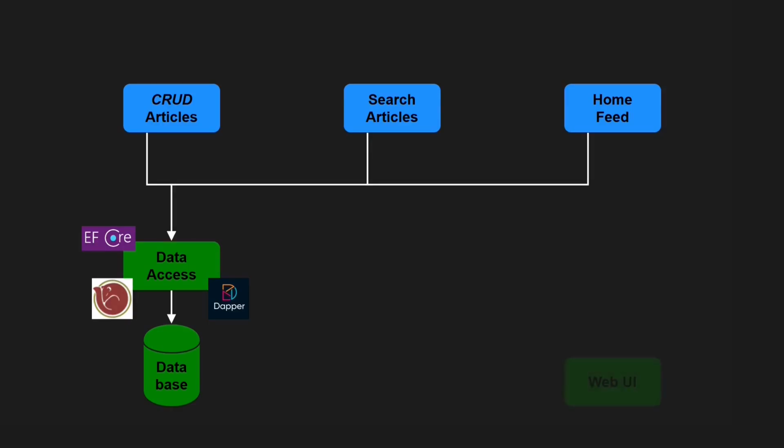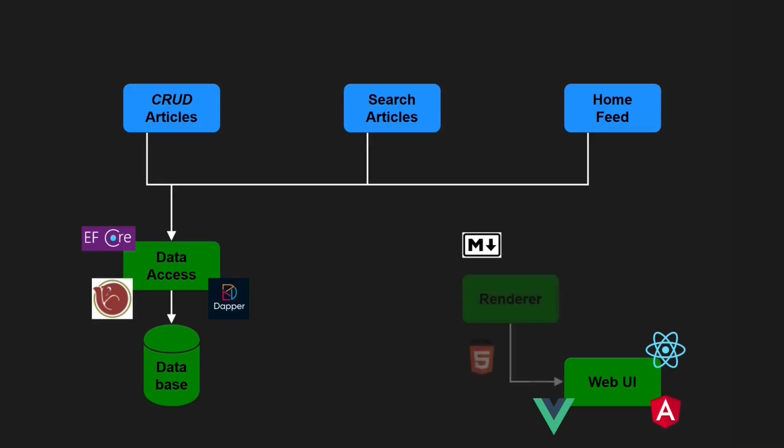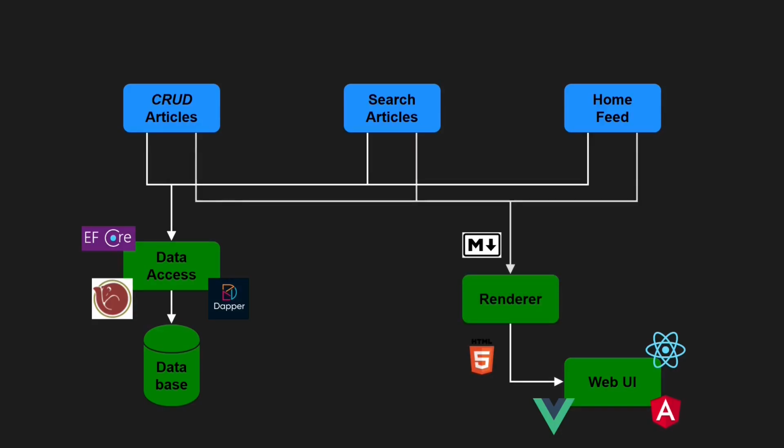Of course our application needs a web front-end, so we pick our favorite web framework, which allows us to set up the web UI in no time. The articles are edited and stored in Markdown, so we also need a renderer which converts the raw articles into a structured HTML document, which can then be nicely styled in the UI using CSS.